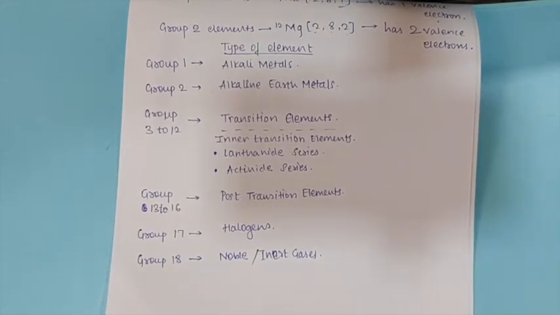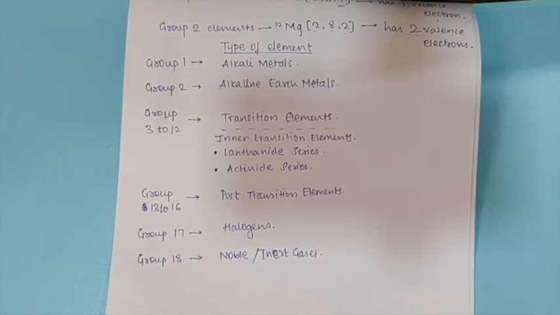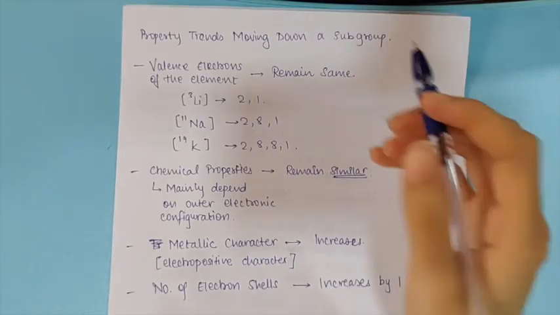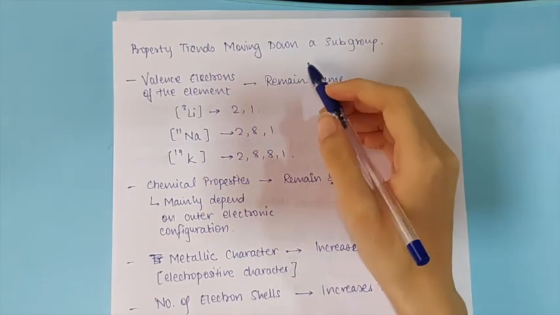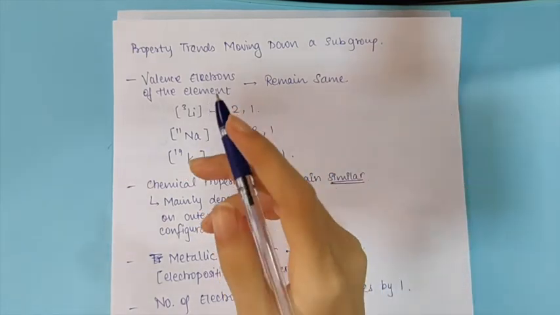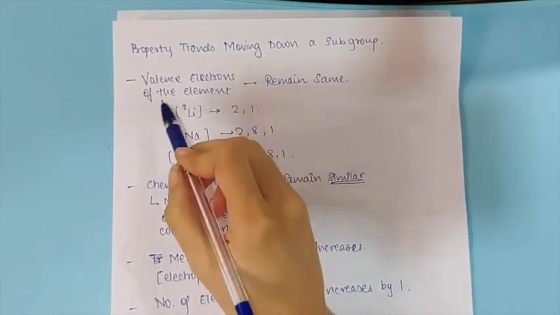Before moving to the next, I would also like to add something to the transition elements in terms of their position. So transition elements lie between strongly electropositive metals on the left and least electropositive metals on the right, and they have similar properties. Now we are going to study about the property trends of the elements moving down a subgroup. The first property is the valence electrons of the elements.